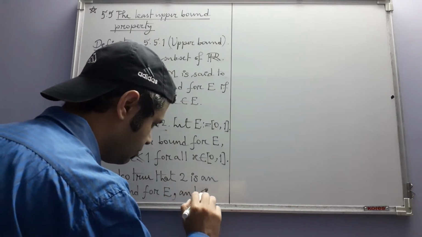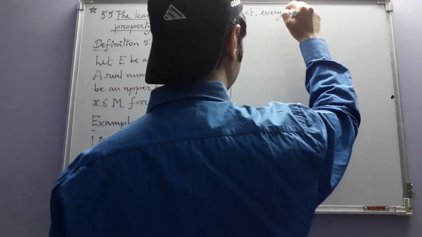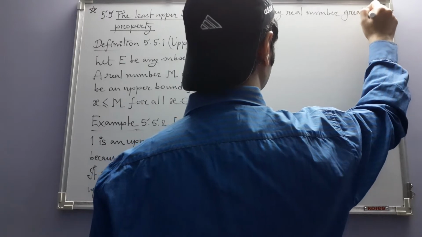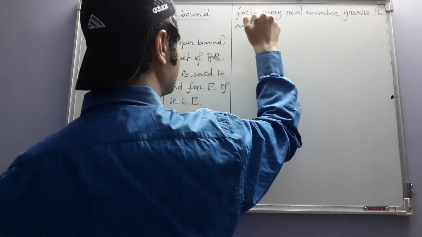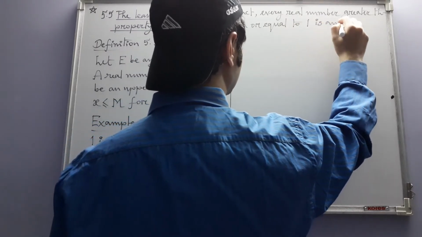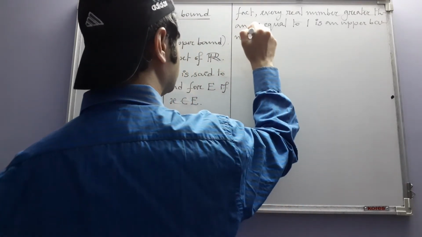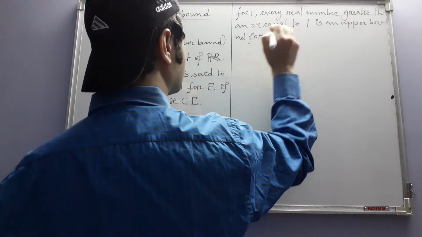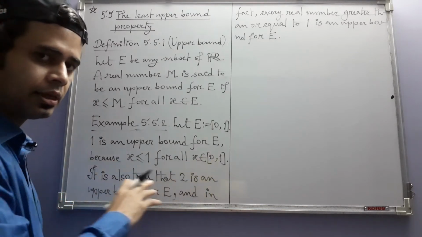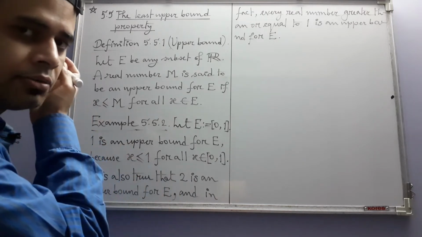And in fact, every real number greater than or equal to 1 is an upper bound for E. That is because if we have a real number y, say greater than or equal to 1, then for every element x in this, x is going to be less than or equal to 1, so x automatically is going to also be less than or equal to y, thus proving that y is an upper bound for E.